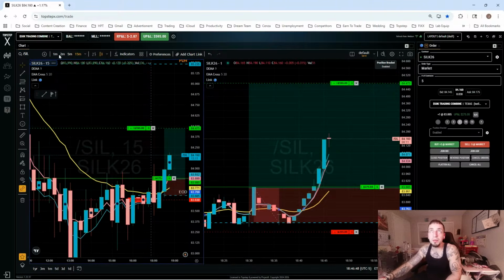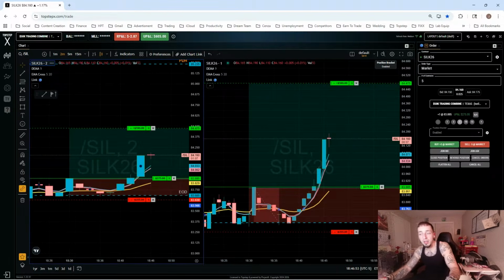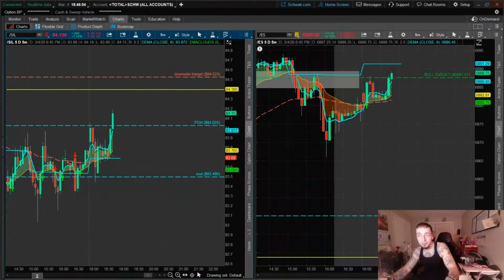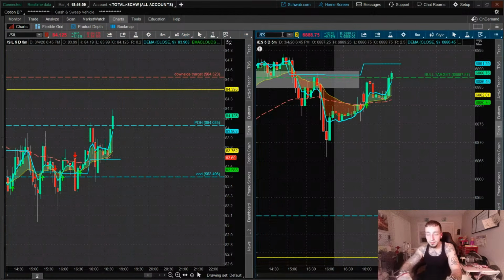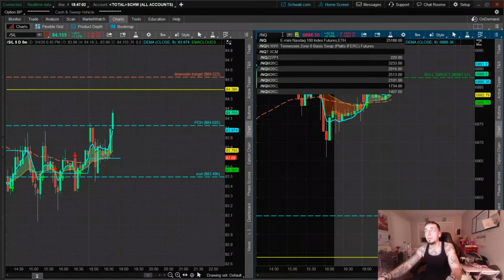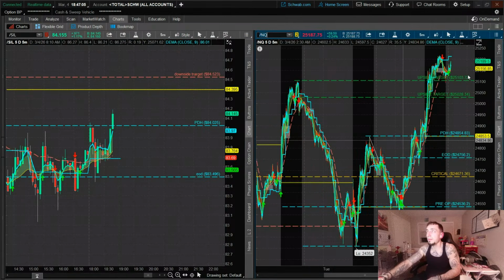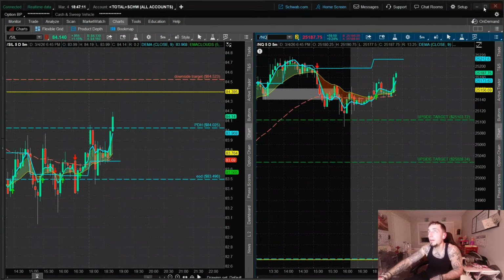I pull my trigger. Silver's printing, but you know what else is printing? NQ. NQ is printing. Red bar ignored. Held that EMA.